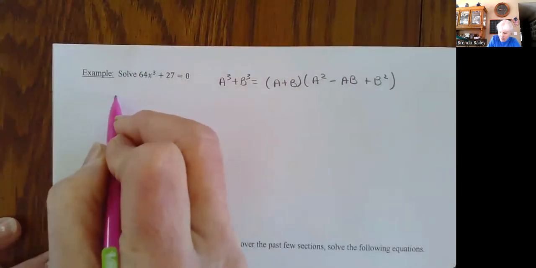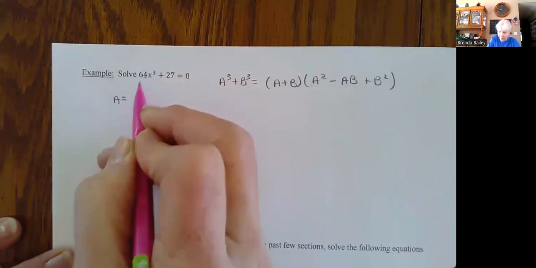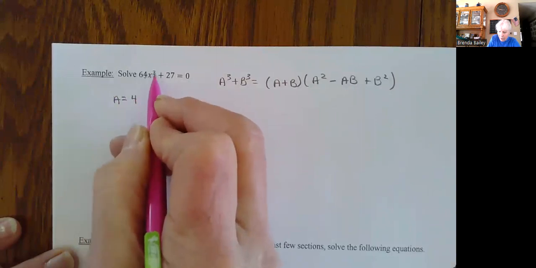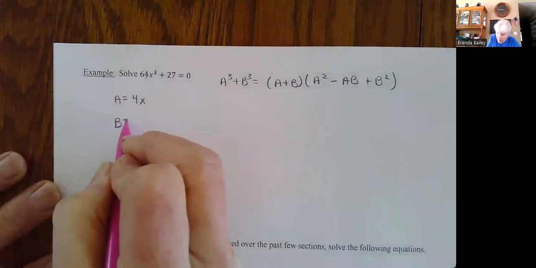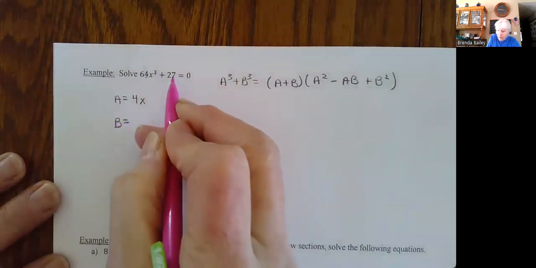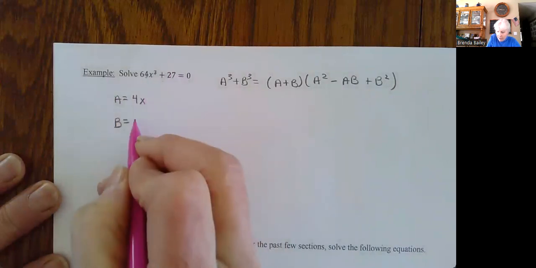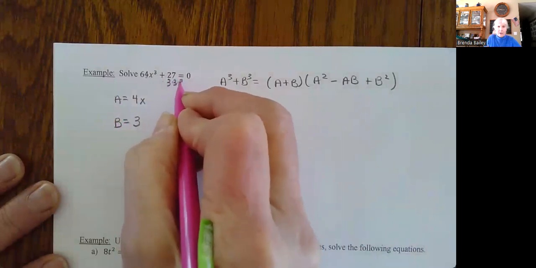Well, A, what times what times what gives you 64, and that's 4. What gives you X cubed? 3 divided by 3 is 1. Okay, so 4X times 4X times 4X is 64X cubed. B, what cubed gives you 27? And that's a 3. So 3 times 3 times 3 is 27.